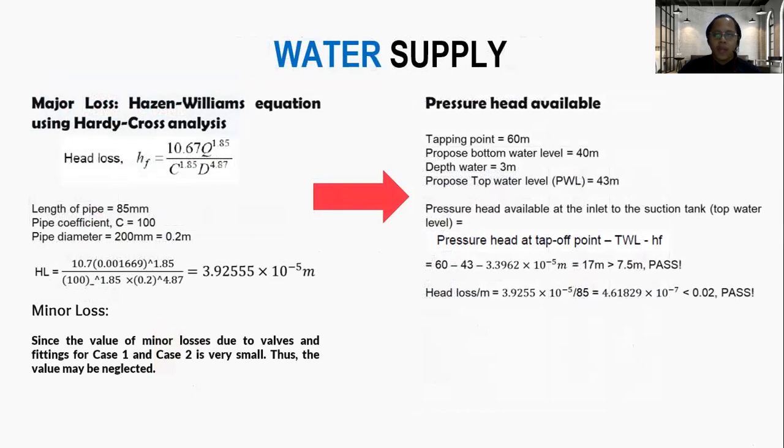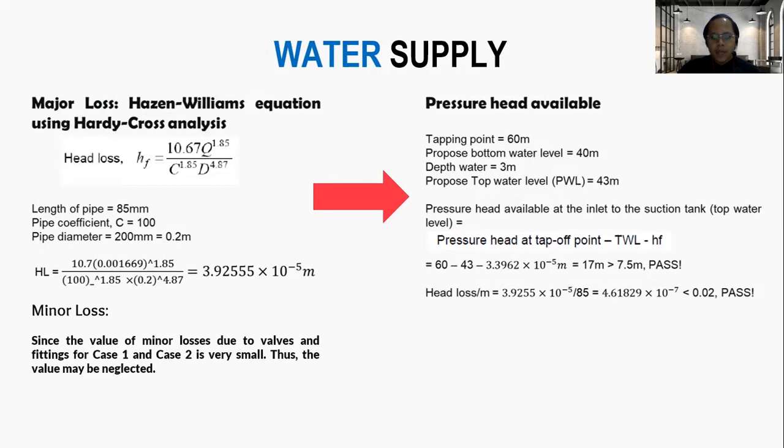For the minor loss, we neglect it because the loss due to fittings and valves is small. After that, we have to calculate the pressure head available at the tapping point, which is 60 meter. Proposed water level 40, depth of water 3, top water level. We add the bottom water level with the depth 3 meter and we get 43 meter.